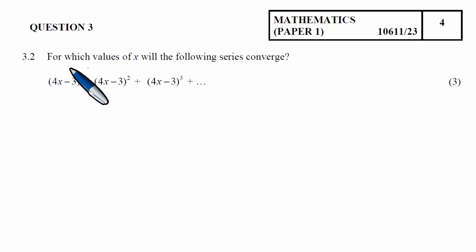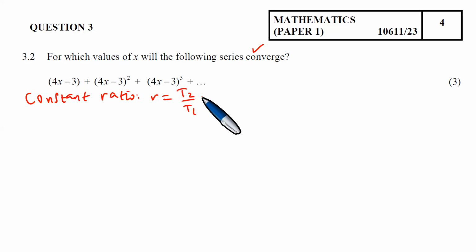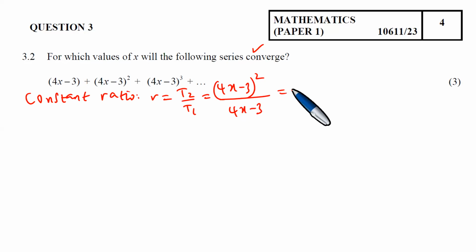How do you now, if they say for which values of x will the following series converge? We must first find something we call the constant ratio. The constant ratio is going to become the second term divided by the first term. What is the second term? It is (4x minus 3) squared divided by 4x minus 3. And you divide this here, it is 4x minus 3. And so now this is our constant ratio.